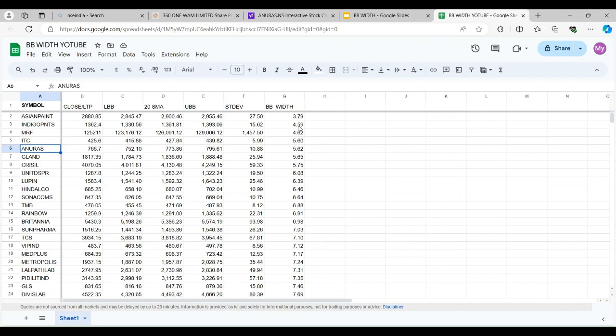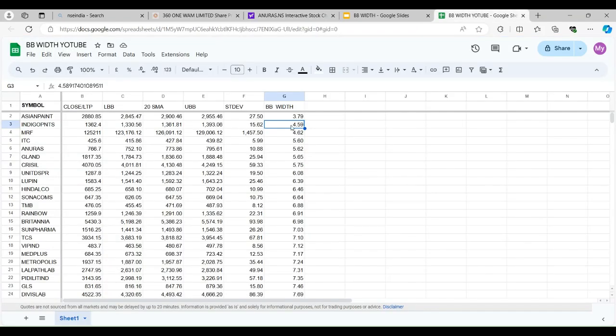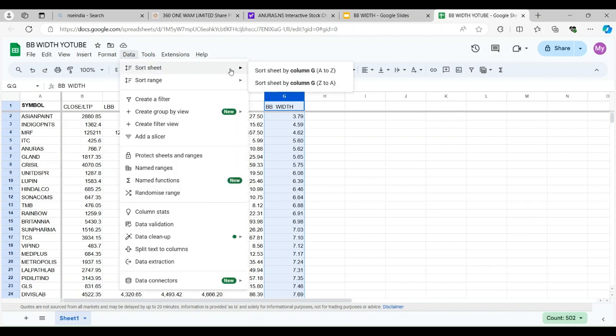So you can keep these stocks with lower bandwidth, lower volatility in your watch list. And you might observe whether it is going up, whether it will break out on the upside, or it will break out on the downside. And you can take your buy or sell decisions at your own discretion. So this is lower bandwidth, you can take some stocks.